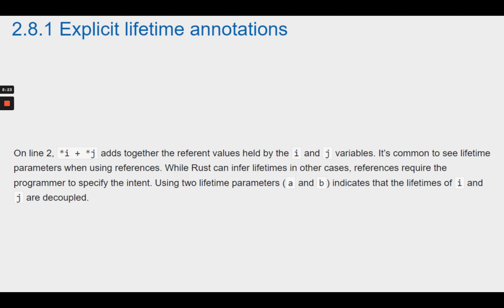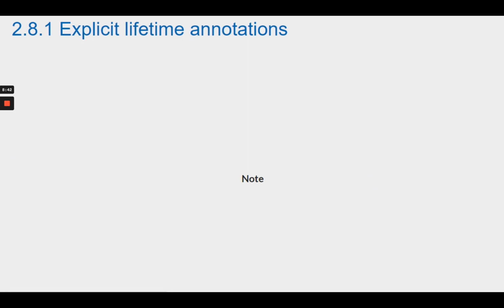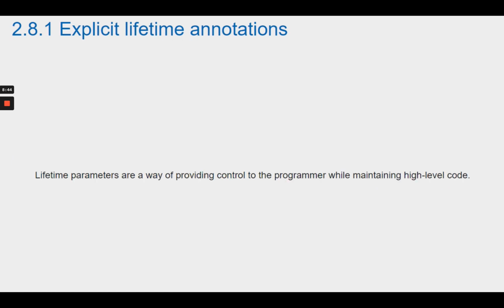It's common to see lifetime parameters when using references. While Rust can infer lifetimes in other cases, references require the programmer to specify the intent. Using two lifetime parameters, 'a and 'b, indicates that the lifetimes of i and j are decoupled. Note: lifetime parameters are a way of providing control to the programmer while maintaining high-level code.